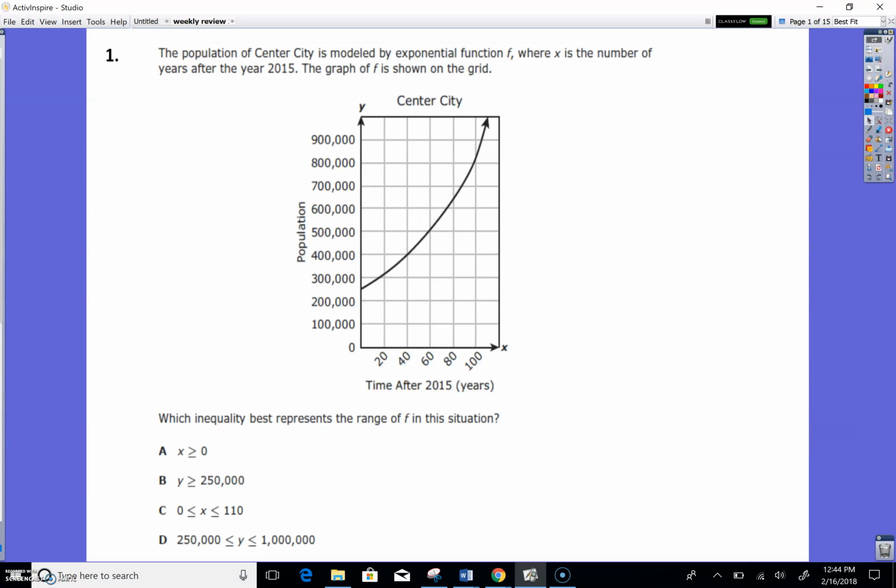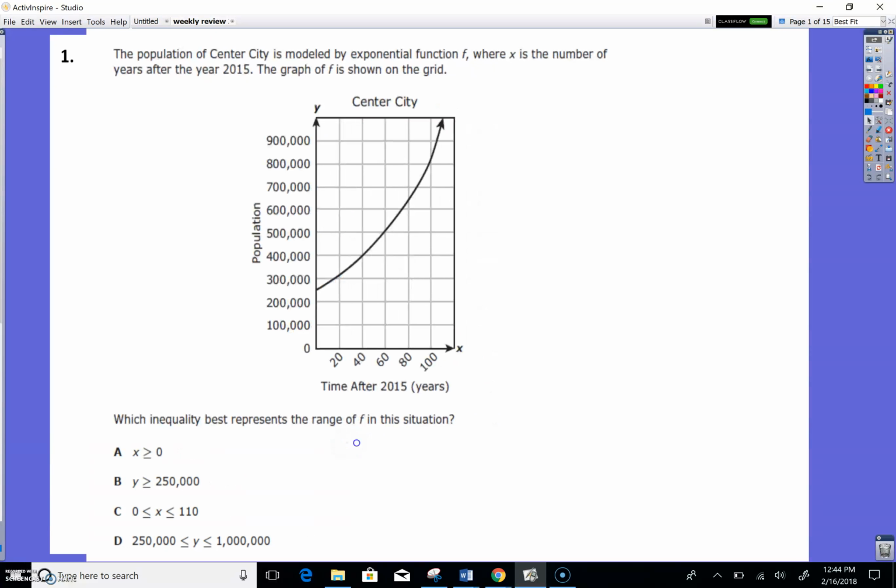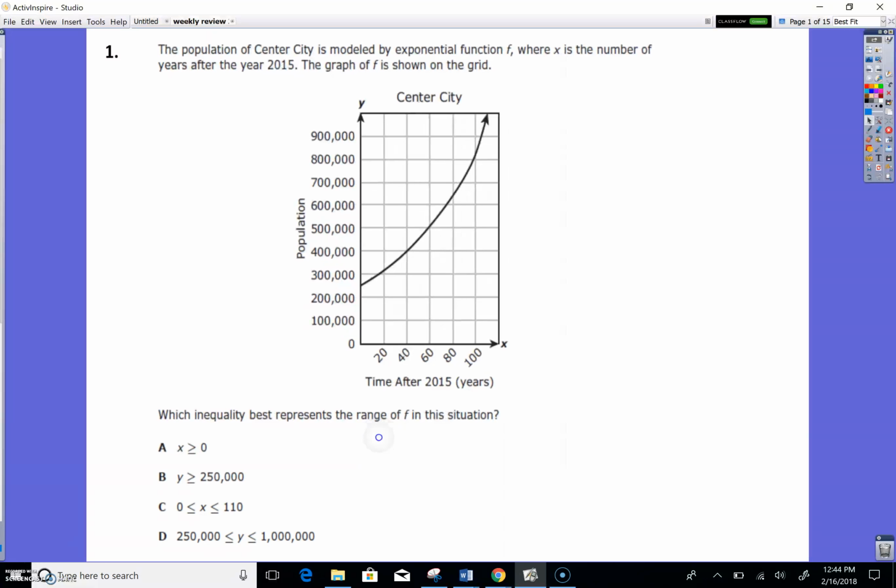Okay, weekly review 2. Alright, this first problem is a domain and range problem. The population of Center City is modeled by an exponential function, where x is the number of years after the year 2015. The graph of f is shown on the grid. Which inequality best represents the range of this situation? Remember, the range is your y values, okay?